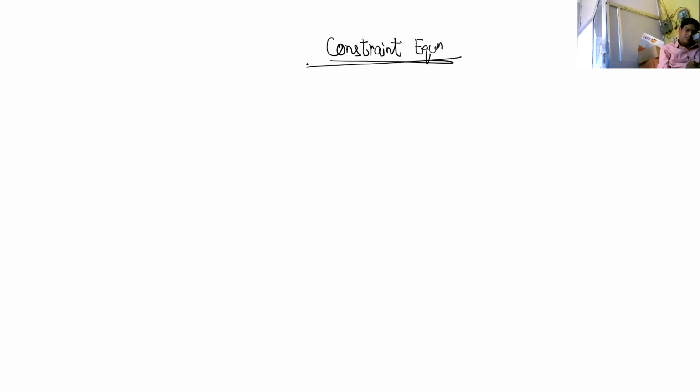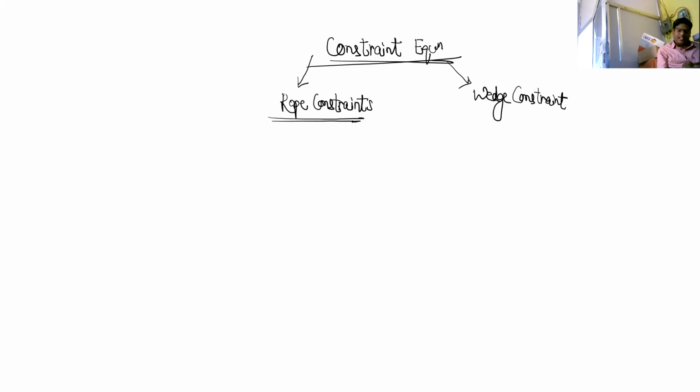So there will be two kinds of constraint equations. One is pulley constraints, or rope and pulley constraints, rope constraints. And another is wedge constraint. I won't be going into detail of all this. I will be telling only those things which are required for medical. So in rope constraint, whenever two blocks are connected by a rope, the length of the rope remains constant. So if one end of the rope is moving with acceleration a, the other end of the rope also must be moving with acceleration a.